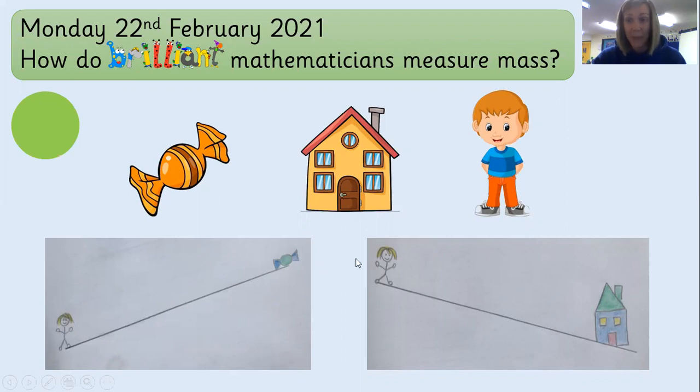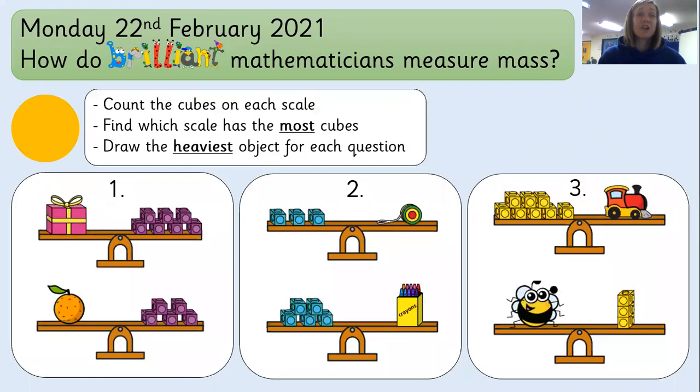And then I drew another one by picking two more objects. This time I picked the house and me. I drew the person. And this time I'm showing that the house is heavier than me. So I'm up in the sky as I'm lighter than the heavy house. So we'd love to see the drawings that you did, so don't forget to put them on tapestry to show your teachers.